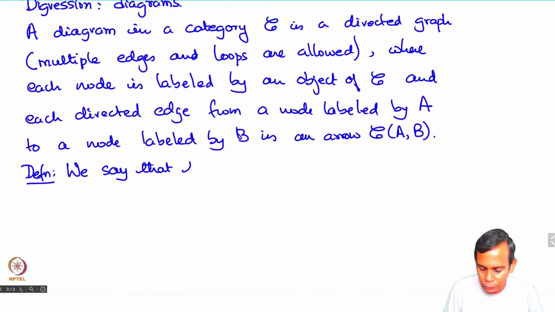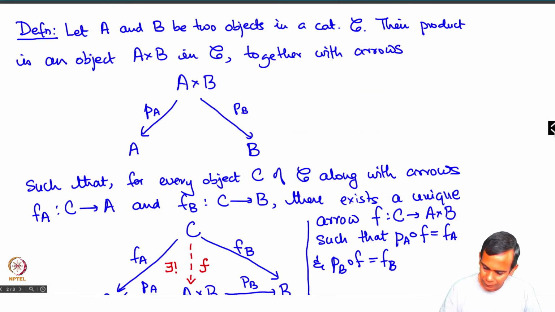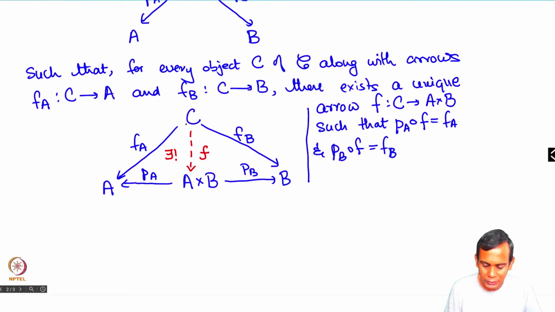And we say that the diagram commutes if, given any two nodes in this diagram, there are many different ways to go from one node to the other. So you can take a path and you can compose all the arrows along that path. And the resulting arrow from C to A is independent of which path you chose.